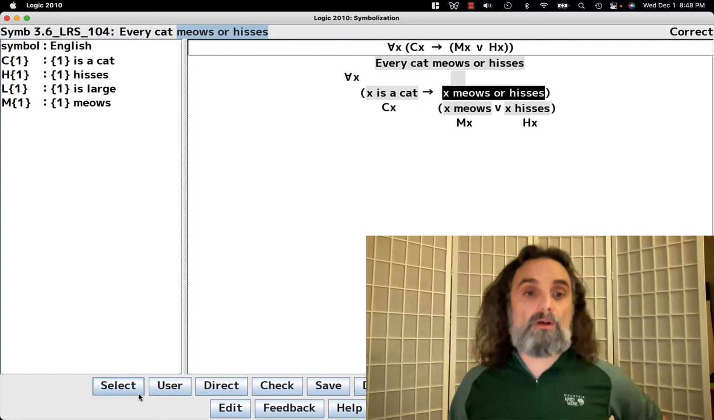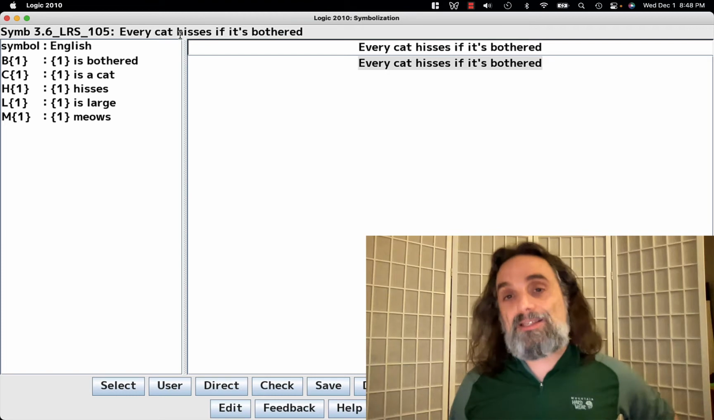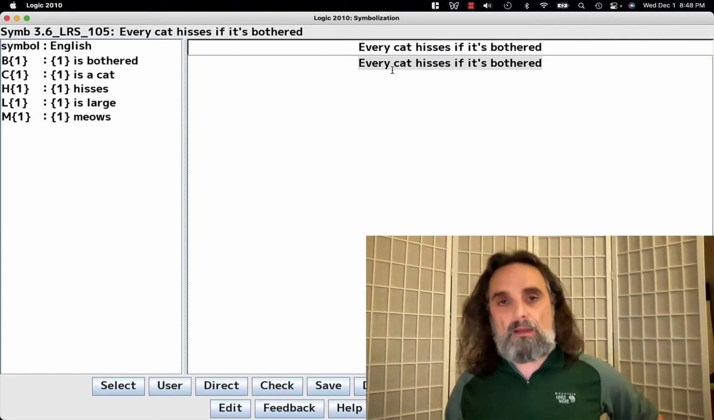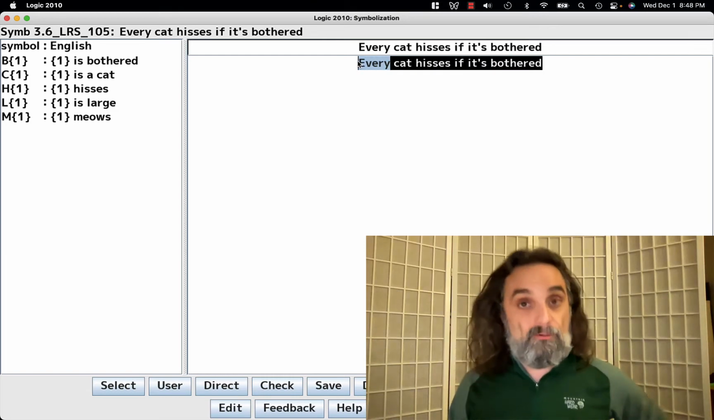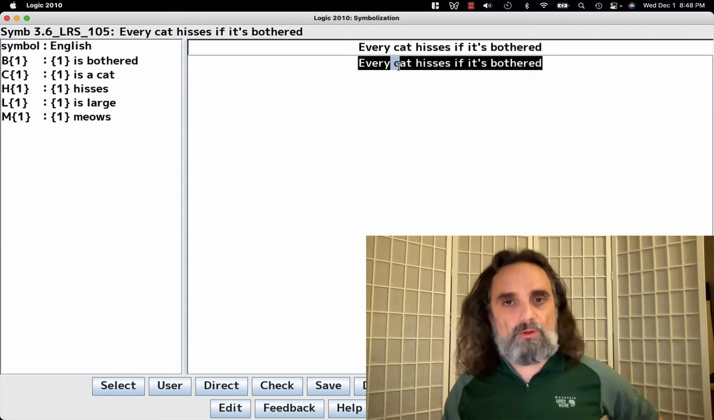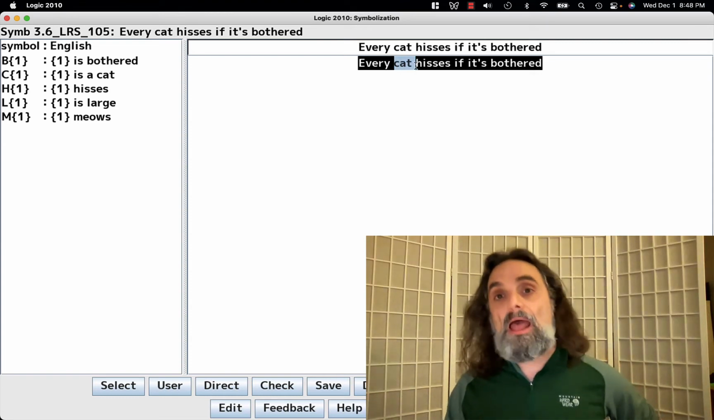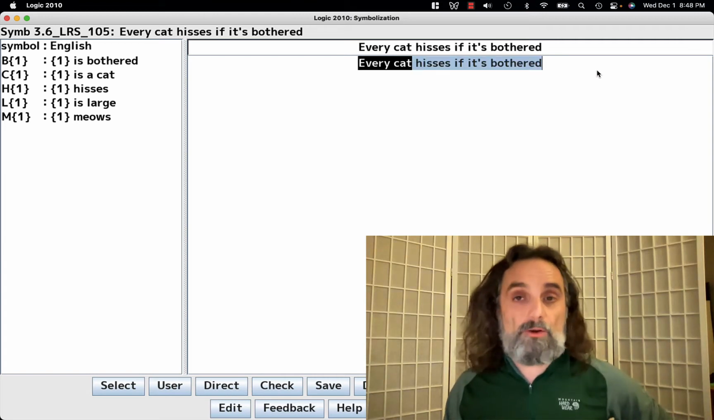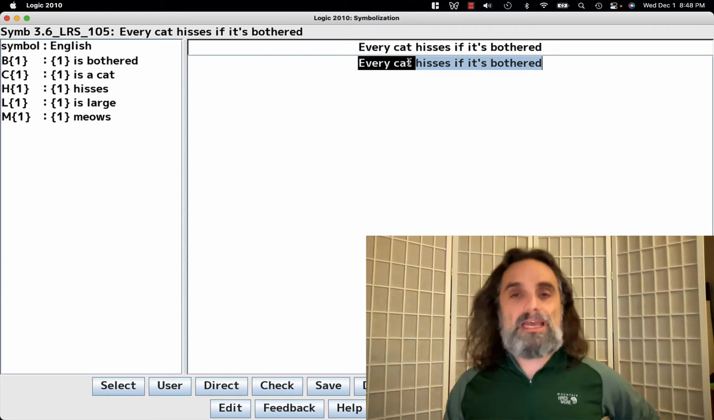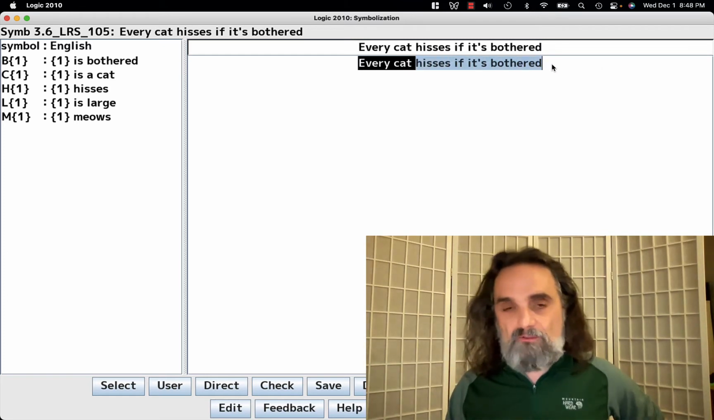Let's look at another one. Every cat hisses if it's bothered. So this might be a little bit tricky, but we can do this. Again, here's our quantity word every, right there at the beginning of the sentence. And what does it attach to? Again, it's just the simple noun phrase, which is just the noun, cat. And that leaves us hisses if it's bothered. That's what we're saying each of these things is like. Each of them is like this. It hisses if it's bothered. So we're going to treat this as a big, fat verb phrase.